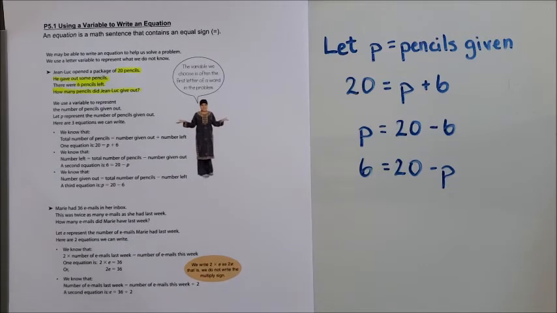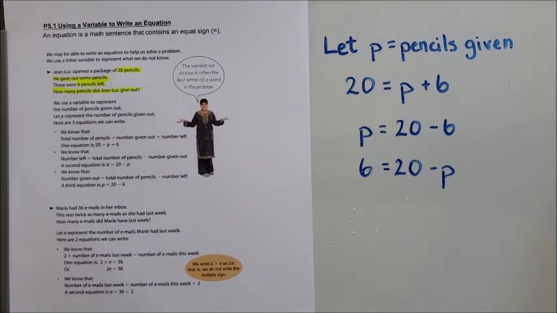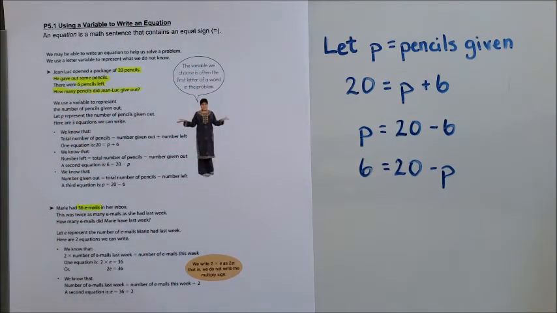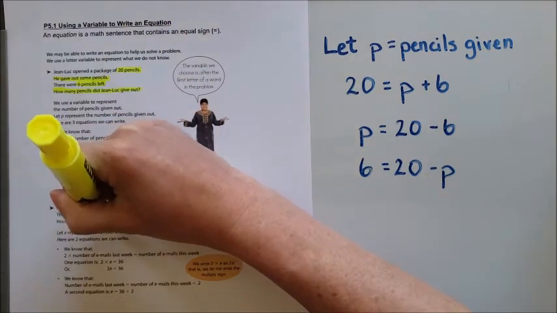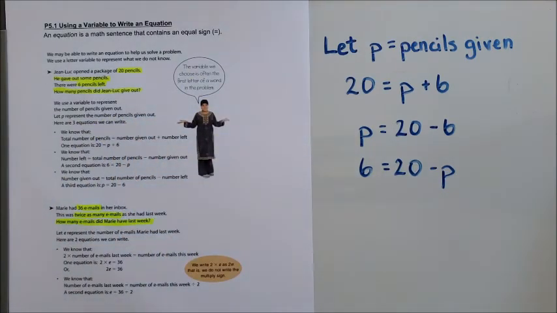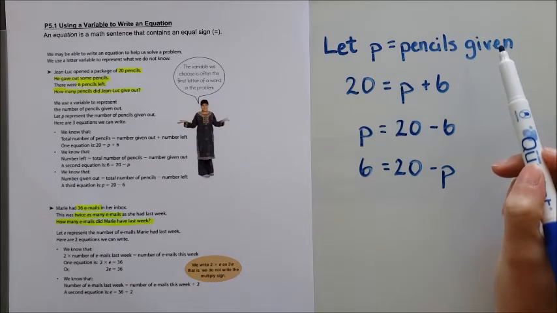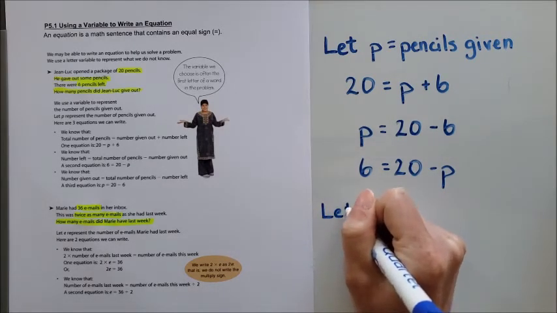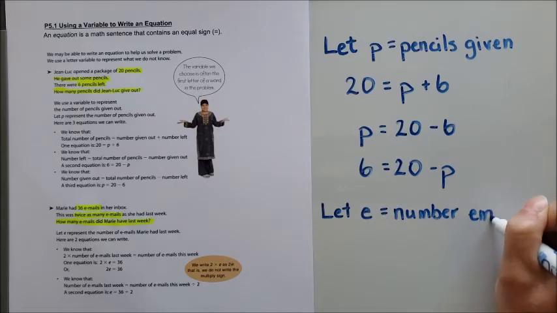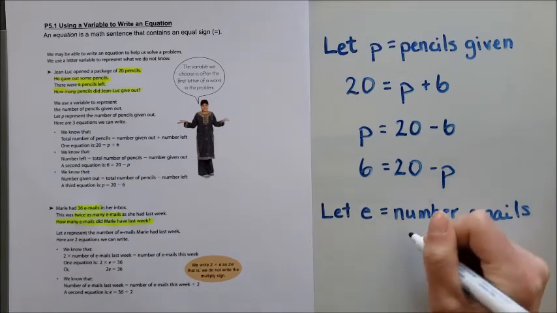In the second example there, Marie had 36 emails in her inbox. This is twice as many emails as she had last week. How many emails did Marie have last week? So we're going to go through and find those important pieces of information. So she had 36 emails. That's important. She also had twice as many emails as last week. And how many did she have last week? So I need to create that let statement and define my variable. So let E equal the number of emails last week.